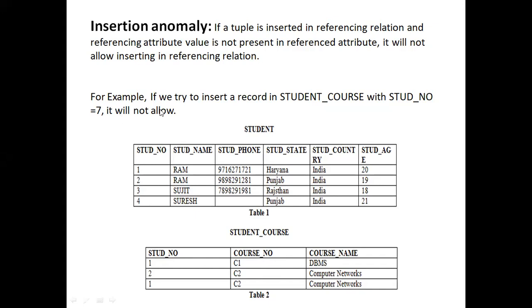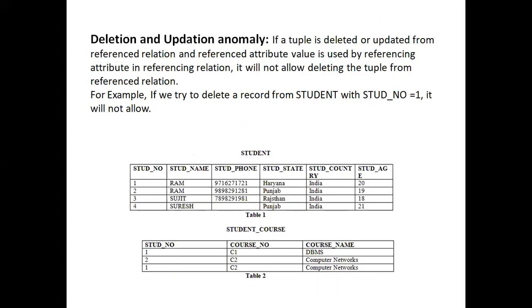Okay. So for example, I'm trying to insert a record into student course with the student number 7. It is not going to allow. Why? Because in the student table, I don't have a student record with the student number 7. So as they are in a relation, this is going to happen, which leads to insertion anomaly. Deletion and updation anomaly. What is this?